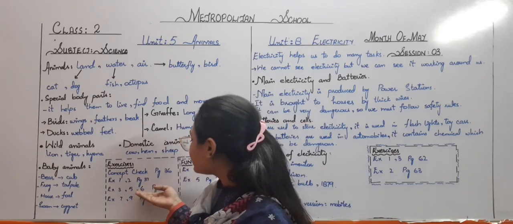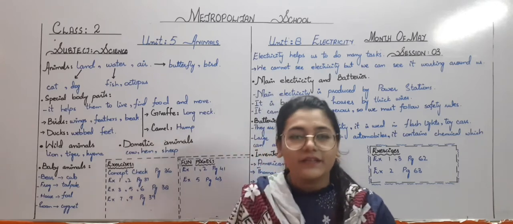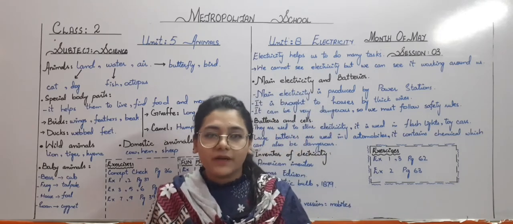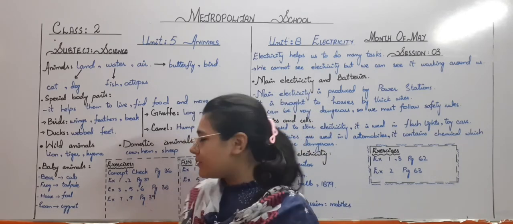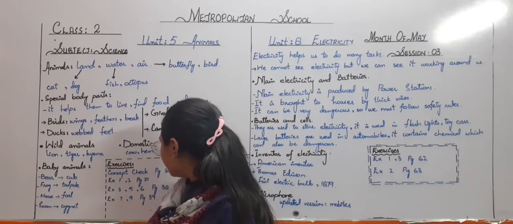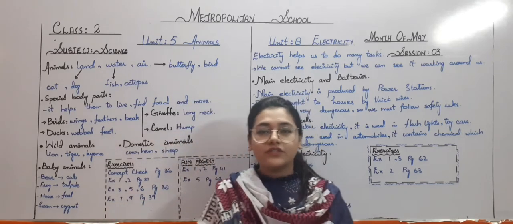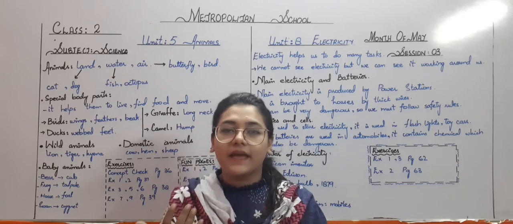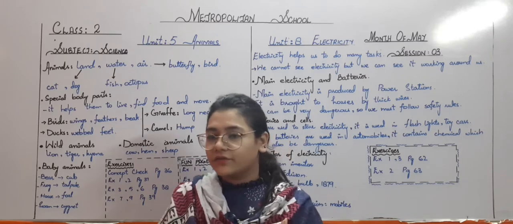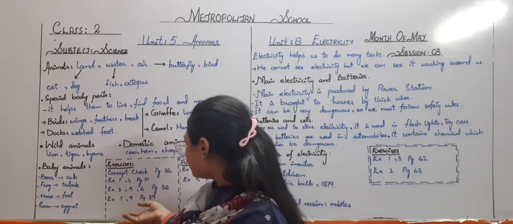Then we have exercise 6 on page number 38, in which we have to match the particular things which are similar. Then we have exercise 7 on page number 39, in which we have birds and fishes given and we have to write in the parts and other things.